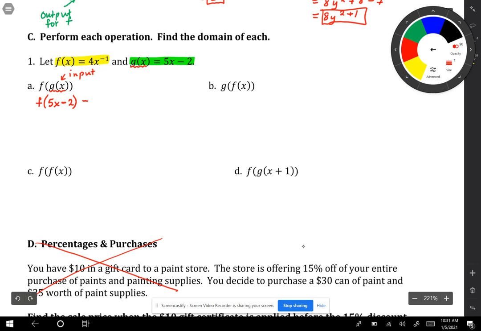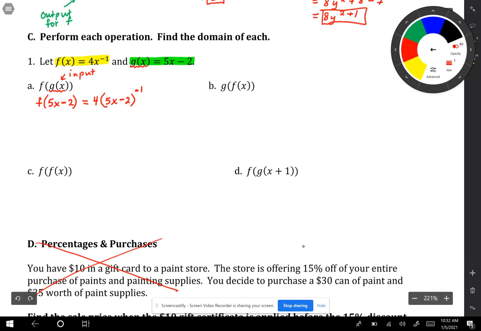Okay, now wherever you see an F, or x in F, you're going to replace it with 5x minus 2. So go to the yellow function, put your 4 first, and replace the x with 5x minus 2. Close your parentheses, and then put the negative first power. And no, you cannot distribute and call that 20x because you have the negative exponent.